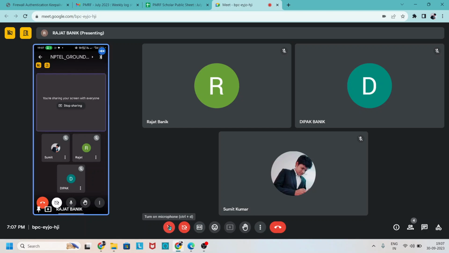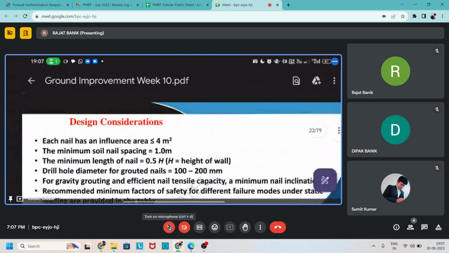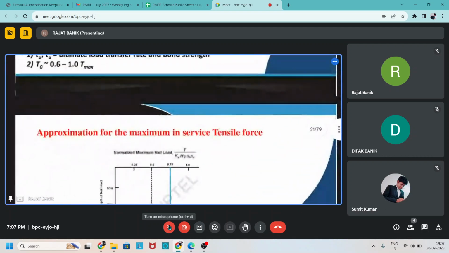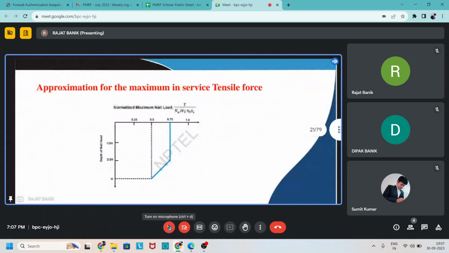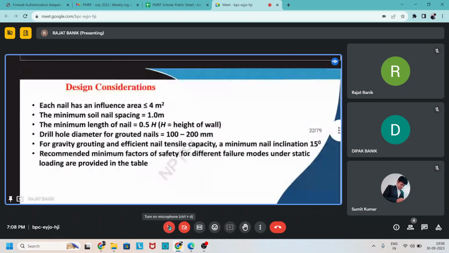So welcome to this lecture again. I am now again sharing my slide. So we already discussed the approximation of the maximum service tensile force. Now we are discussing the design considerations. What are the different considerations or assumptions we take during our design of the soil nail.